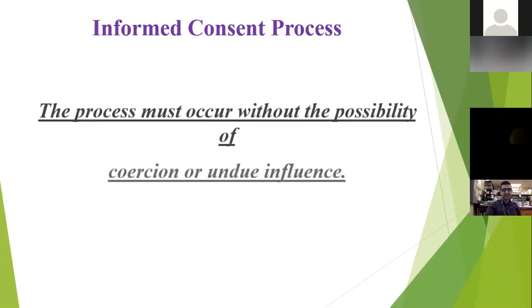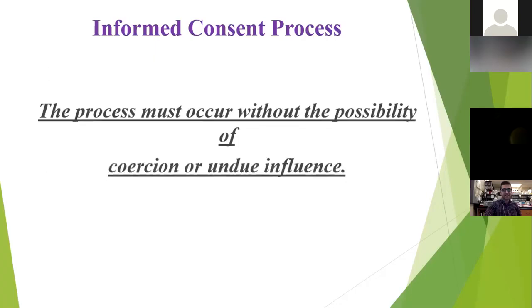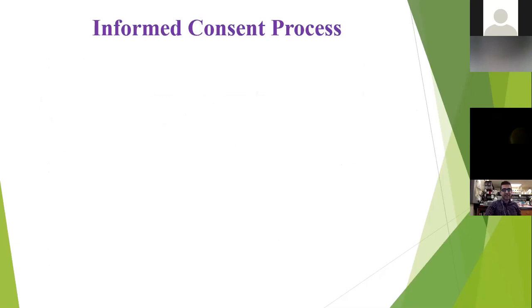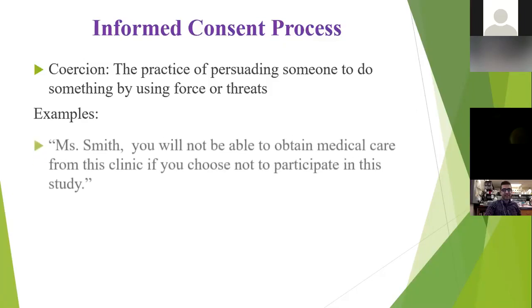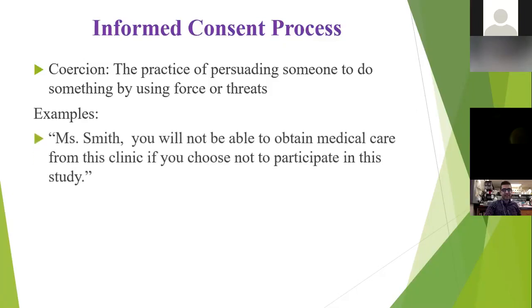So the informed consent process must occur without the possibility of coercion or undue influence. And I want to define these terms. Coercion is the practice of persuading someone to do something by using force or threats. We don't really think about that occurring with research, but I want to give some examples of how that might occur. For example, Mrs. Smith, you will not be able to obtain medical care from this clinic if you choose not to participate in this study.